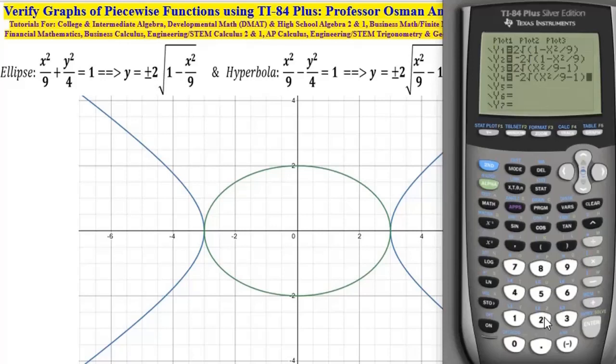Okay, make sure your entries are correct. So for the ellipse, the top part is 2 square root of 1 minus x squared over 9, and the bottom part is minus 2 square root of 1 minus x squared over 9, and for the hyperbola, the right side is 2 square root of x squared over 9 minus 1, and the left side is minus 2 square root of x squared over 9 minus 1. Okay, the window, we will adjust: x is minus 6 to 6 and y is minus 4 to 4. Then just simply graph. Here is our ellipse, and here is our hyperbola.